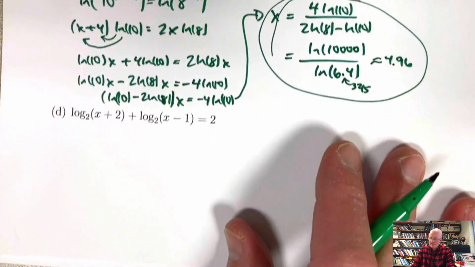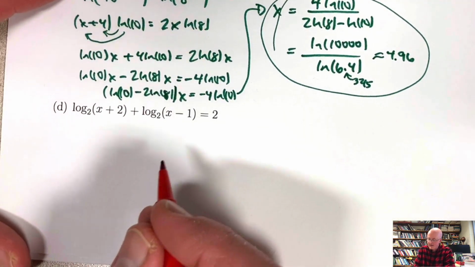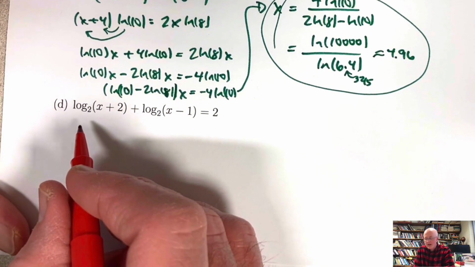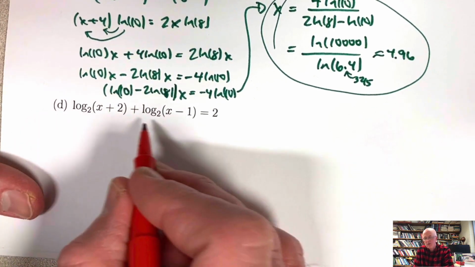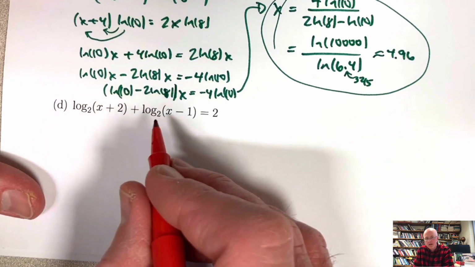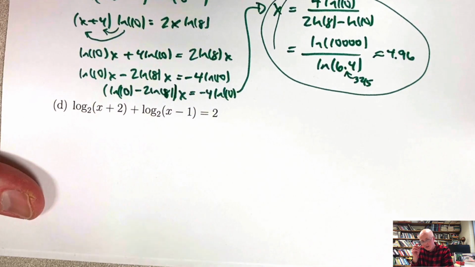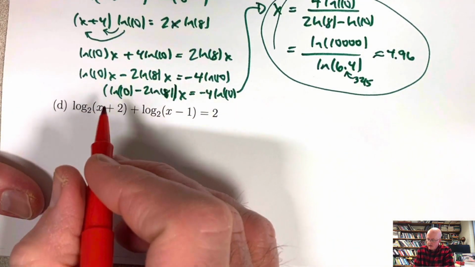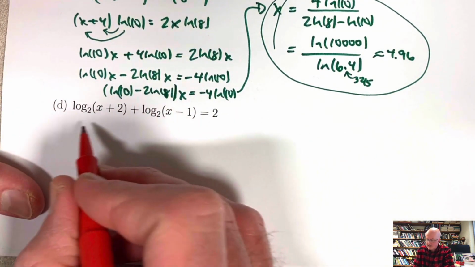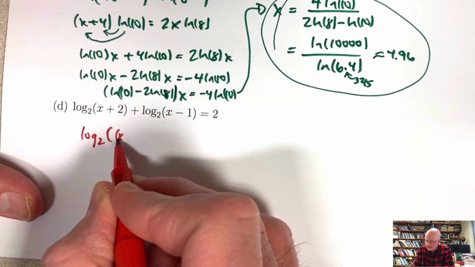All right, part D is our last part, and this one's a little extra tricky in a different way. I'll talk about that as we go. We've got a logarithmic equation where I've got two logarithms that are being added, same base, log base 2 of x plus 2 plus log base 2 of x minus 1 equals 2. We do want to exponentiate, but first we want to use the fact that the sum of two logs is going to be the log of their product, like this.